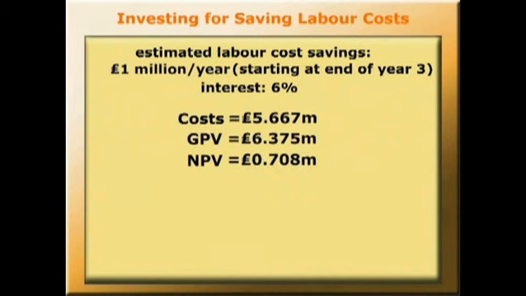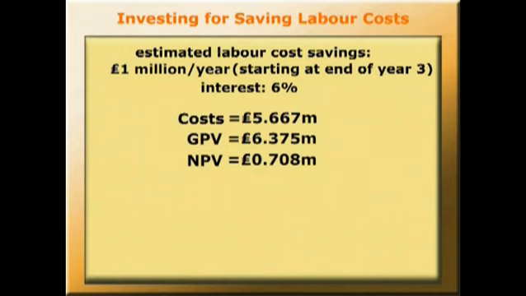So to interpret this result, to secure this cash flow of cost savings at 6% interest, we'd need to put 6.375 million into a bank account. But this project will yield those cost savings for 708,000 less than that. So the decision looks quite attractive.